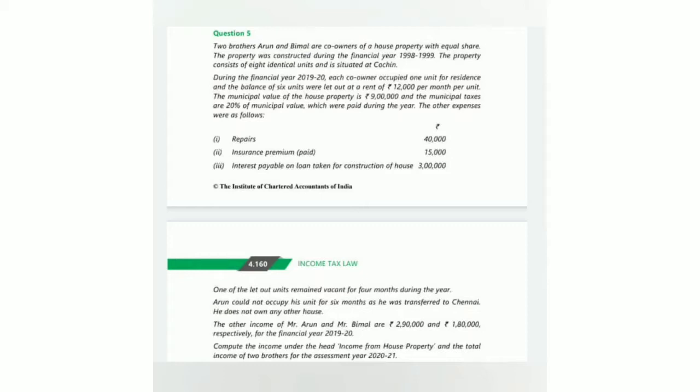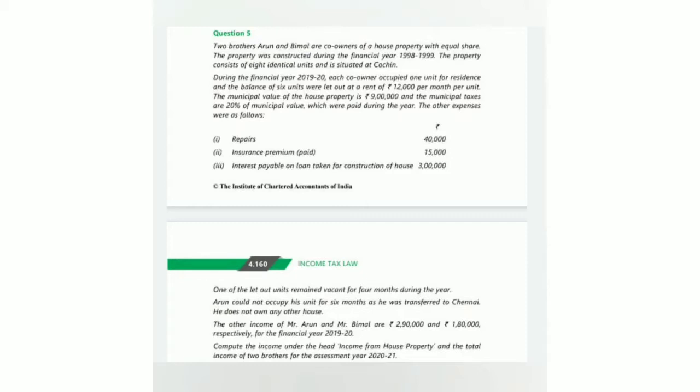The other expenses were as follows. The repairs 40,000, insurance rupees 15,000. So the repairs and insurance were given separately. If we take the standard deduction as per section 24A, we need not care about this repairs and insurance. We can omit this. And then point number 3, interest payable on loan taken for construction, rupees 3 lakhs. So it has to be taken into account for both self-occupied and let-out property.